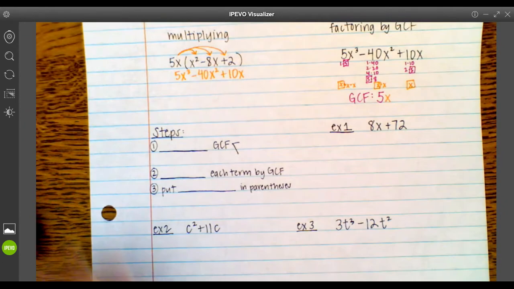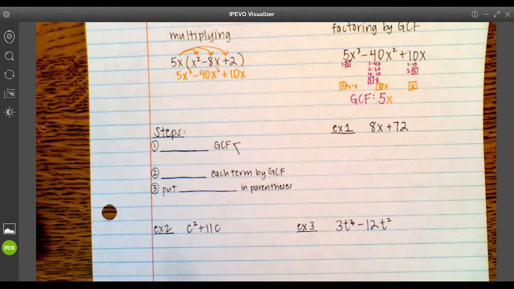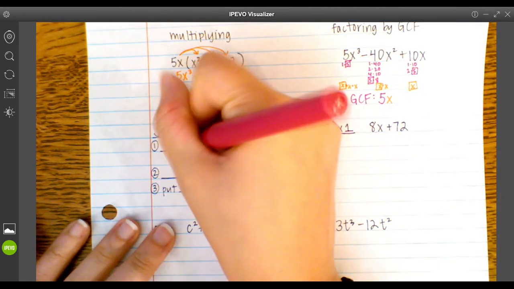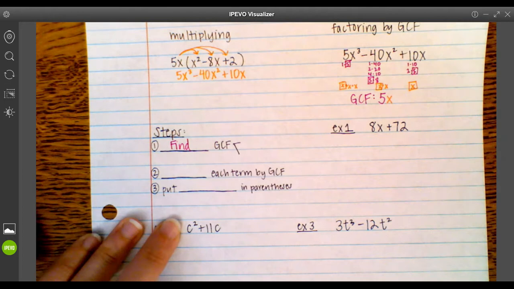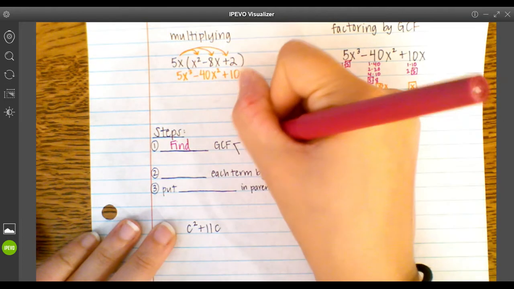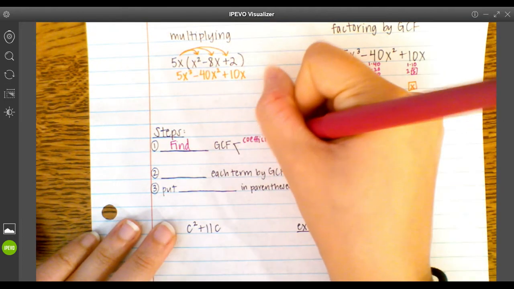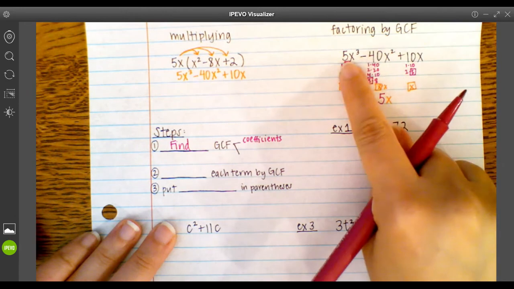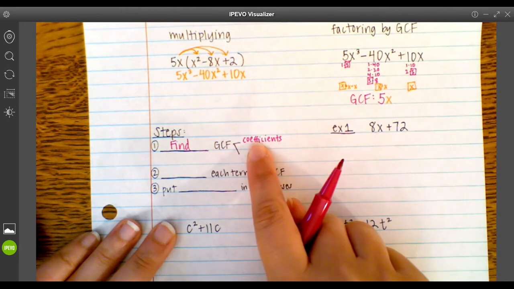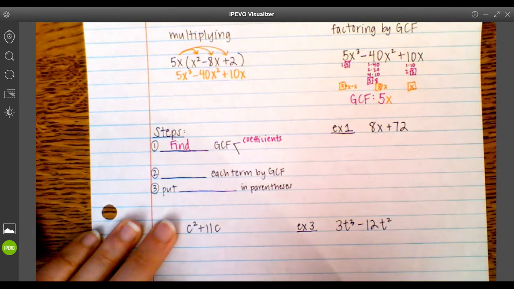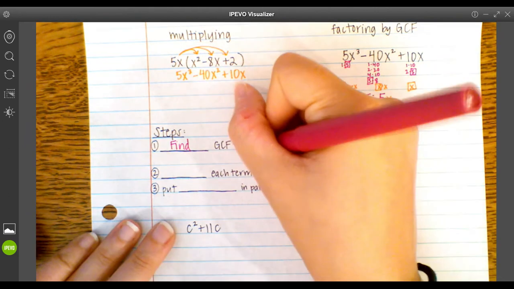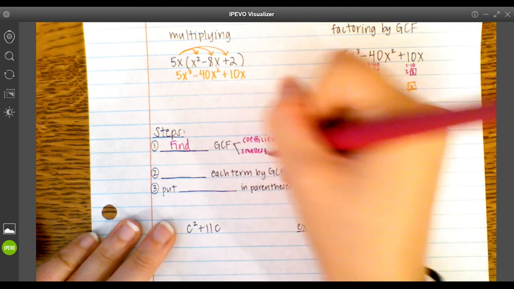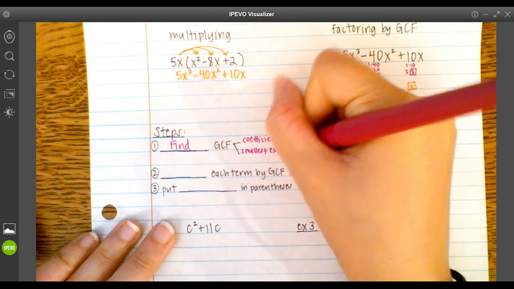So our steps for factoring by using GCF: the first is to actually find the GCF. So you are going to find your GCF, which is going to come from the coefficients, or the numbers in front, which is what we did here. The 5, 40, and 10 are the coefficients. And then you're also going to take the smallest power on the variable, so the smallest exponent.